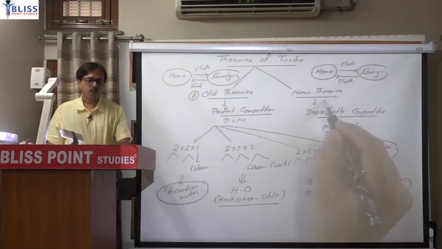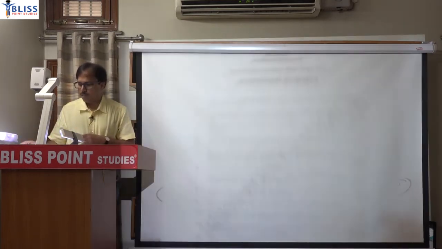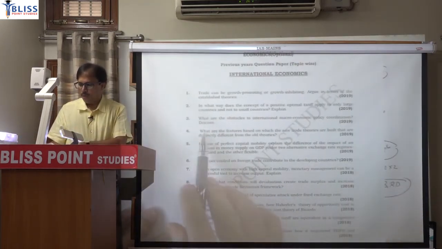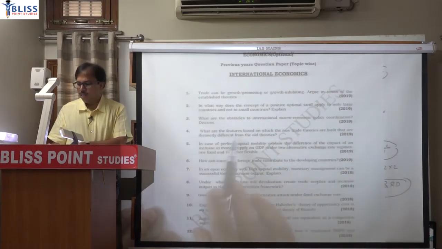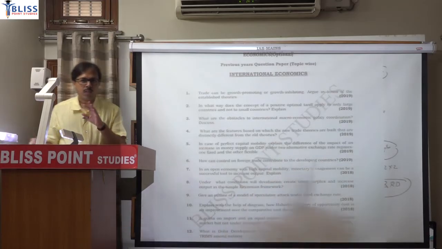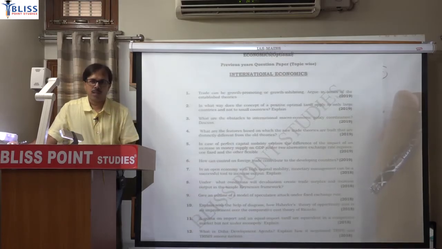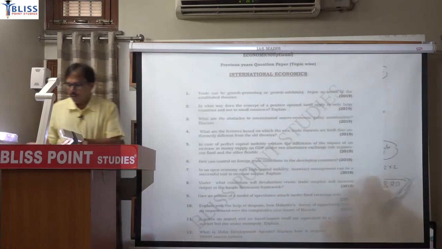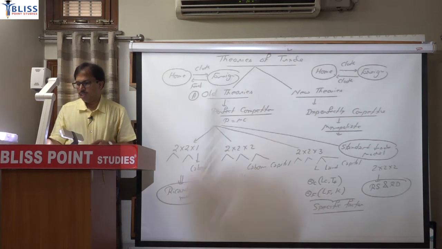Keep these kinds of points in mind while explaining, because the nature of the question was this: what are the features based upon which new trade theories are built that are distinctly different from the old theories? When you explain this, if you want to score more, you have to be very specific. That means answer according to the requirement. It is not that you are just listing the old theories and the new theories. You have to highlight the main differences.